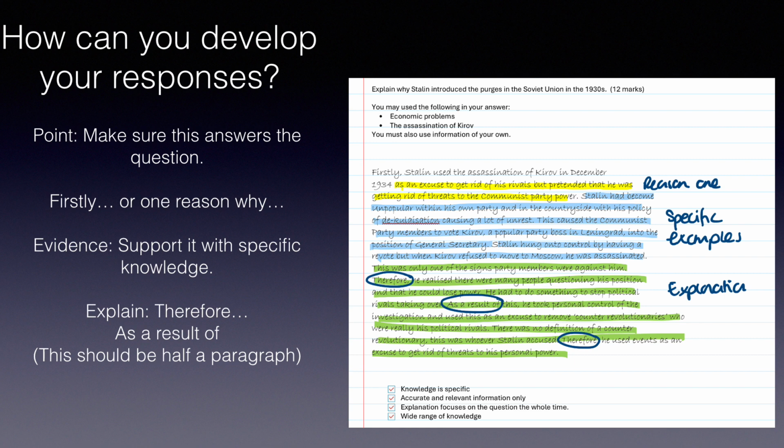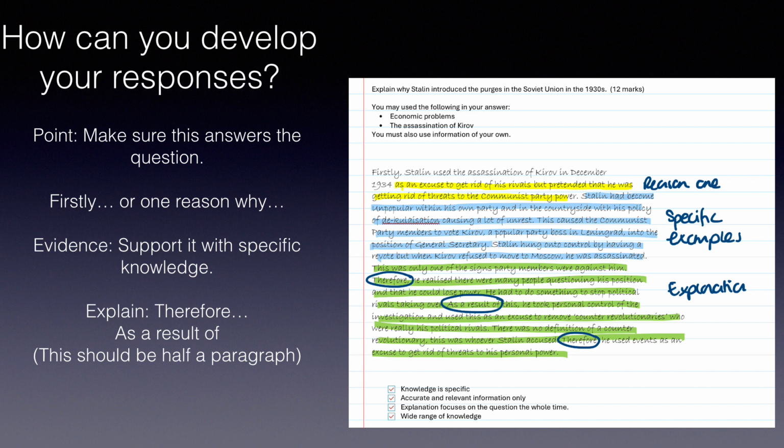So this is where we're now getting up to that level 4 explanation, because we've done our knowledge, we've used that, now we've got to say the consequence of this. This was only one of the signs party members were against him. Therefore, he realised there were many people questioning his position and that he could lose power. So this is linking back to this idea of getting his rivals, or why he needs to. He had to do something to stop political rivals taking over.